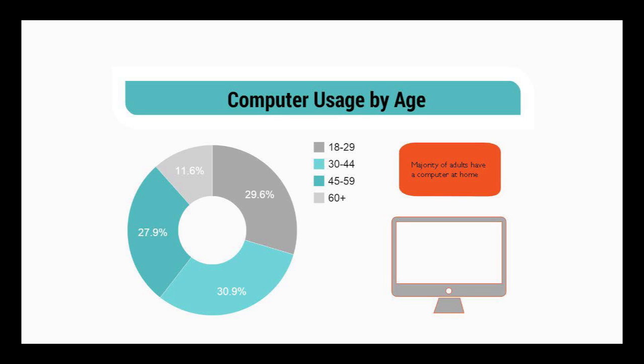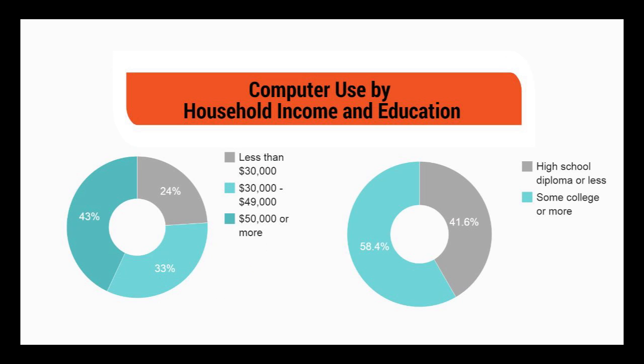Here we have the computer usage by age. The majority of young adults own a computer and use them at home. Here we have computer use by household income and education. So the higher educated you are, the more likely you are to use a computer or have one at home. Similarly, the higher the income, the more likely you are to have a computer at home.